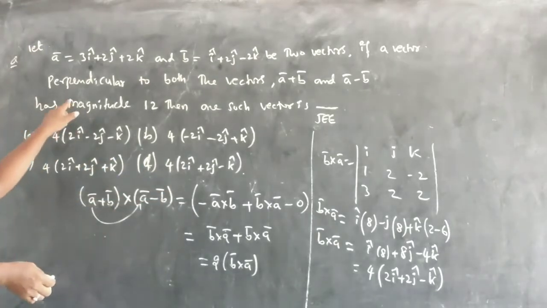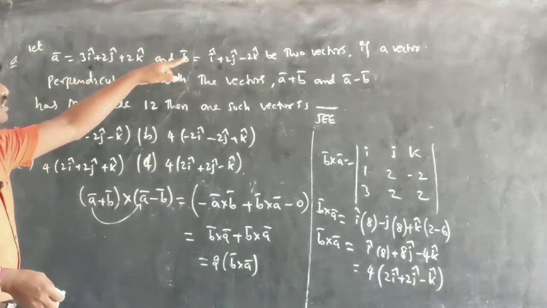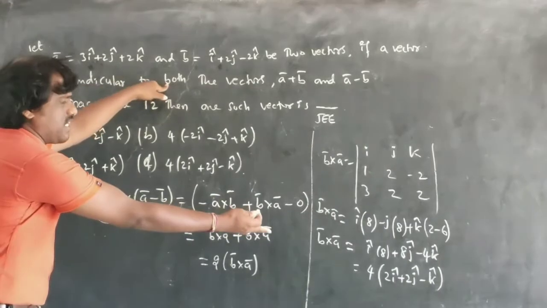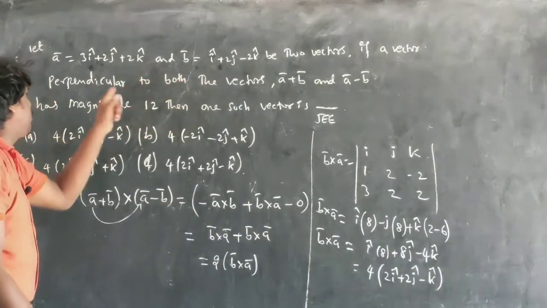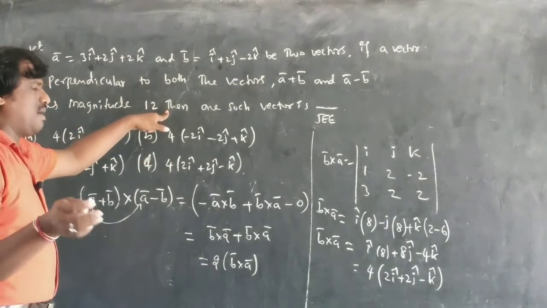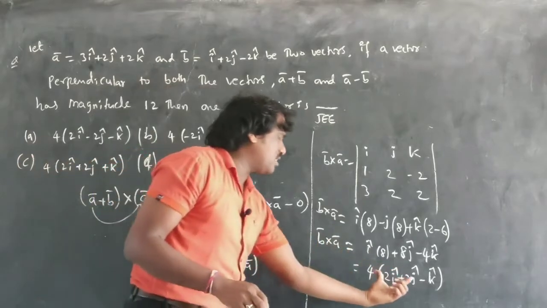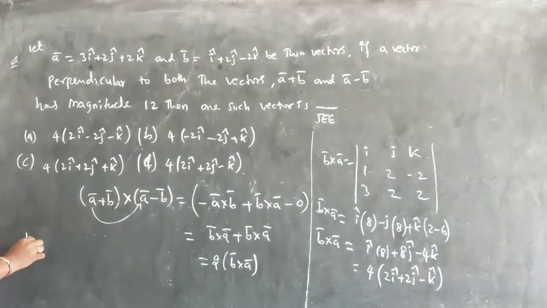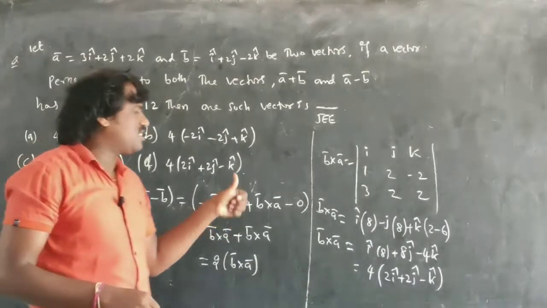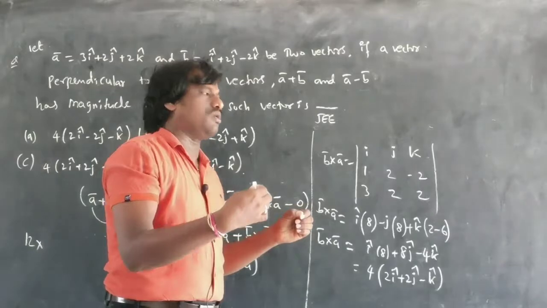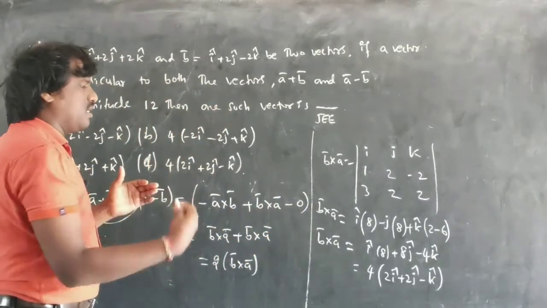So what is being said here? Vector A, vector B, 2 vectors. If a vector perpendicular to both A and B has the magnitude 12, then such a vector is what? Its magnitude is 12. So just find this magnitude and multiply with 12. So what am I going to get here? 12 into the unit vector, that is vector A by magnitude of A.